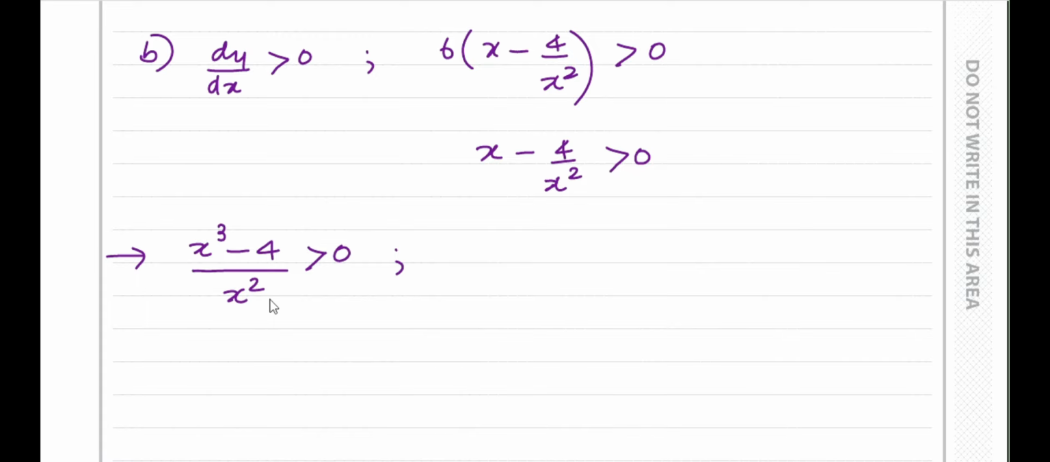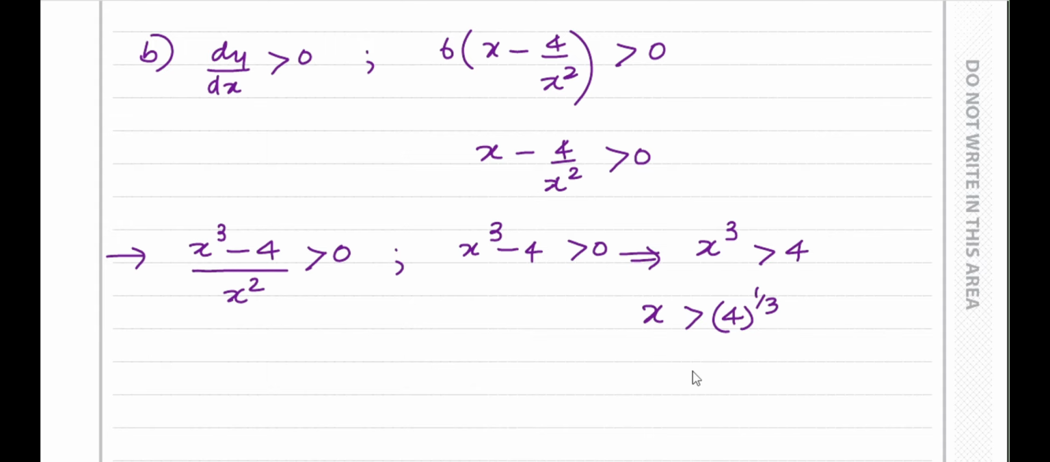Since x is positive, we can actually multiply both sides by x squared. So we have got x cubed minus 4 is greater than 0, leading to x cubed is greater than 4. Therefore, you take the cube root on both sides. So x is greater than 4 to the power of a third, or you could write x is greater than cube root of 4.